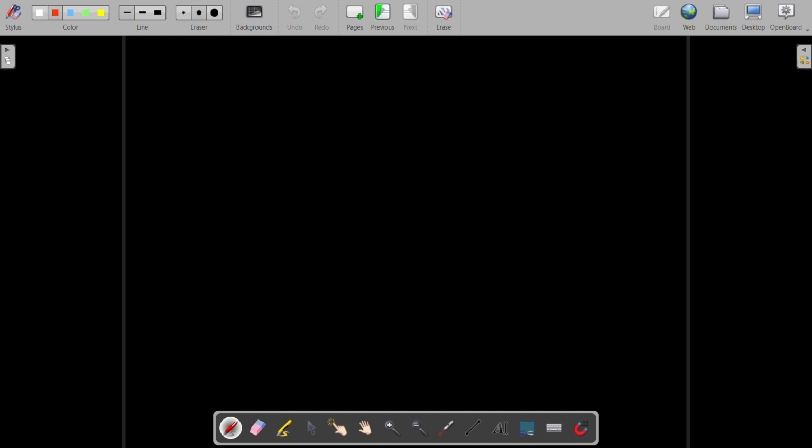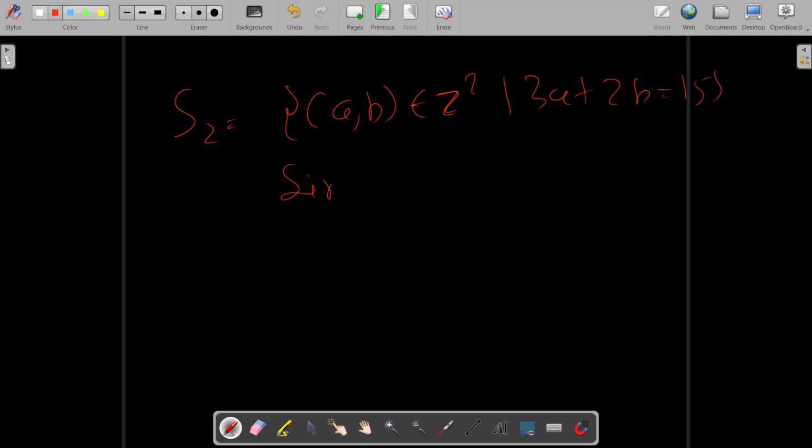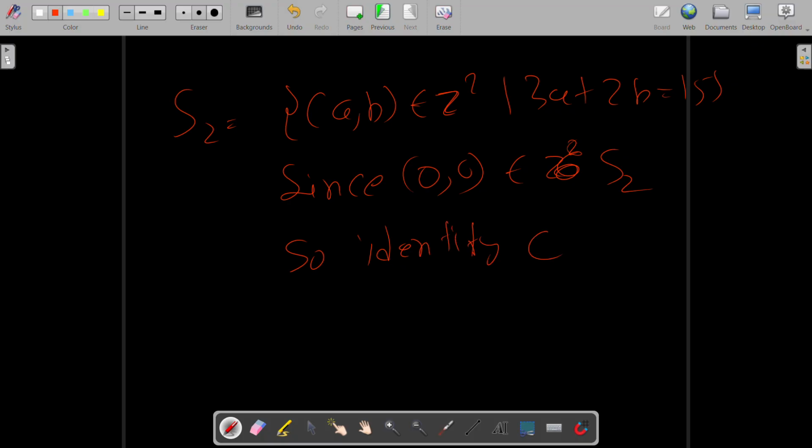Next, S2 is the set of (a, b) belonging to Z square such that 3a plus 2b is equal to 15. Now since (0, 0) does not belong to S2, the identity element does not belong to S2, so it will not form a group. So S2 is also rejected.